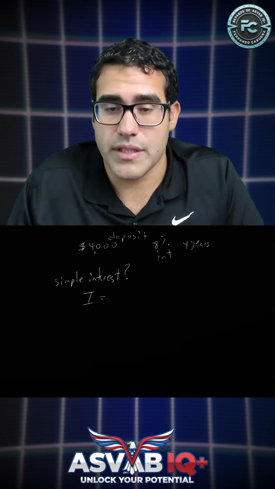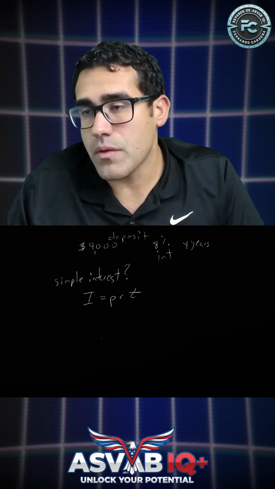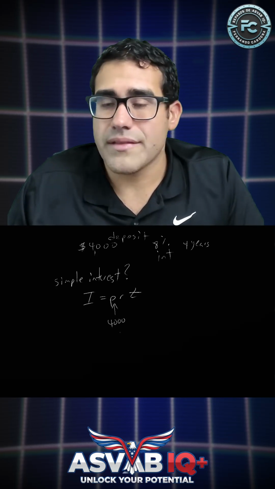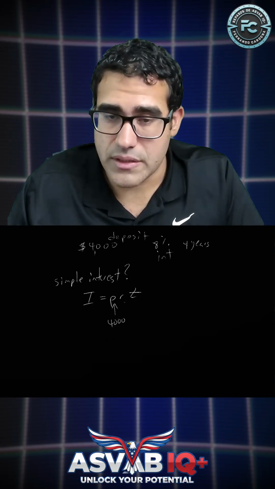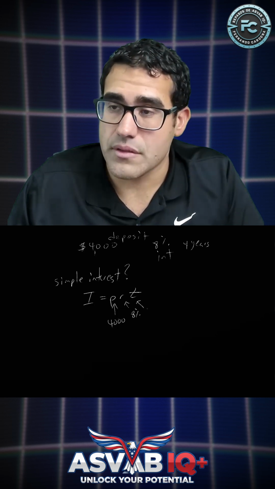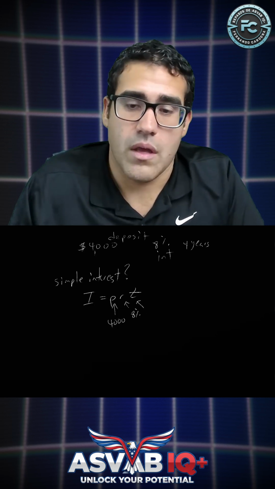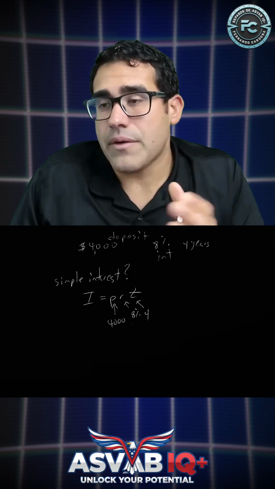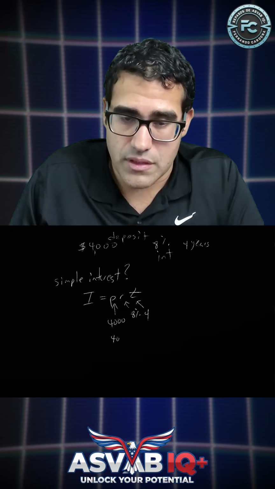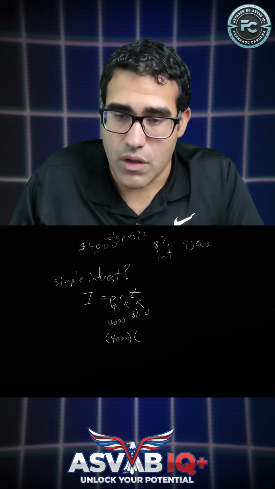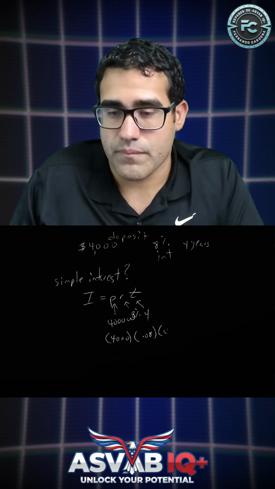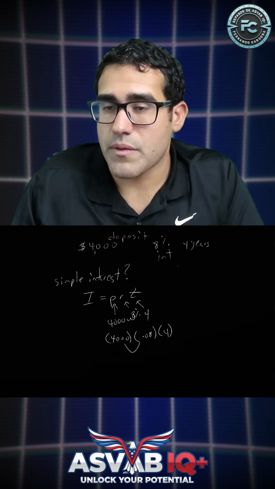Interest equals PRT, where P is the principal, which is the money you put in. R is the rate, which is the percent, 8%. T is the time in years, which in this case would be 4. And a letter next to a letter, or a number next to a letter, means multiplication. So you have 4,000 times 8%, which is 0.08, times 4. 4,000 times 0.08.